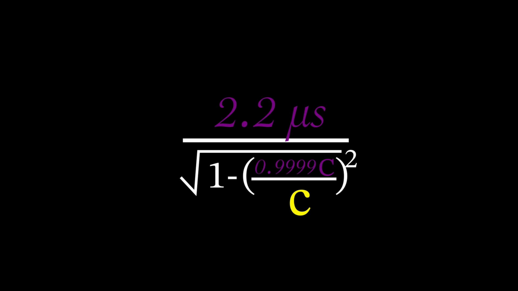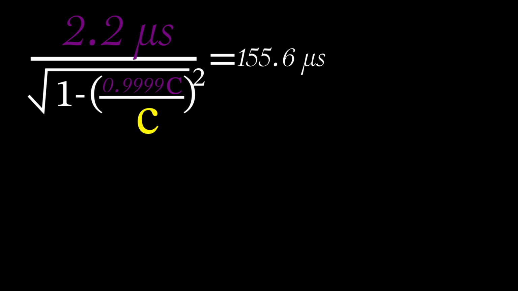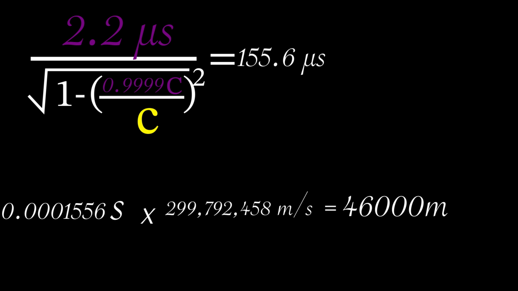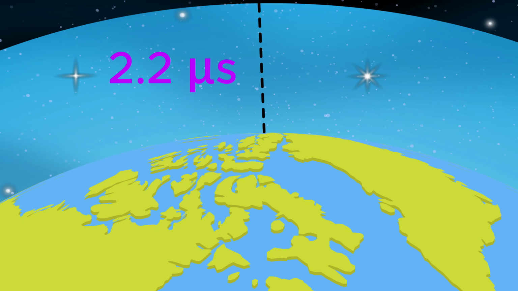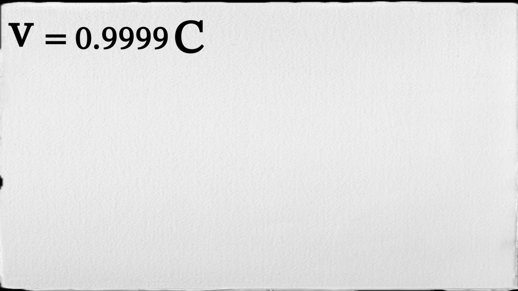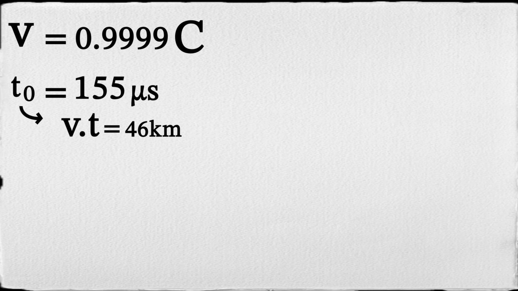So instead of 2.2 microseconds, they live for 155 microseconds from our perspective. And that's enough time for them to cover the distance at that speed. But that was from our perspective. From the muons' perspective, their lifespan is still 2.2 microseconds. So how can muons cover that distance from their perspective? We know the speed and the time, which results in a 46 kilometers distance traveled at that high speed.